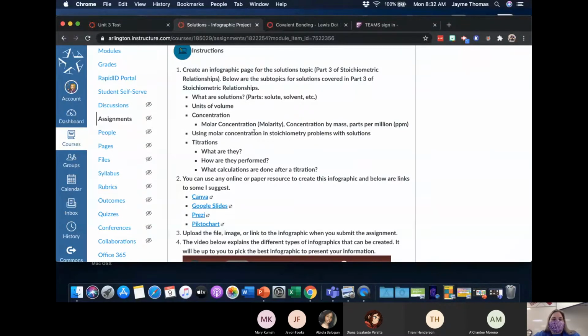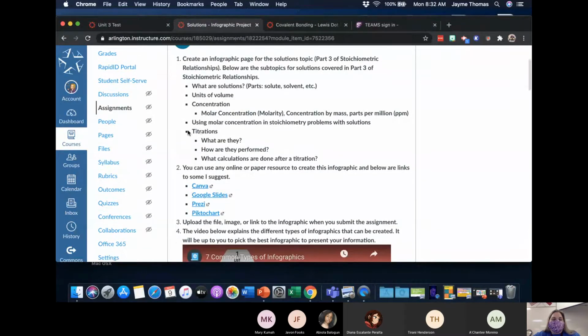But just showing how molar concentration can be used as that conversion factor if we have solutions in a stoichiometry problem. And then the last thing is what we talked about on Thursday last week, and that's the titrations. So the things maybe you need to include about titrations is, well, what is it? How are they performed? Because remember, that's a lab technique. So, what do you do for a titration? And then once you've done the titration, what do you do afterwards? How do you do the calculation based on your measurements after you've done a titration in the lab?